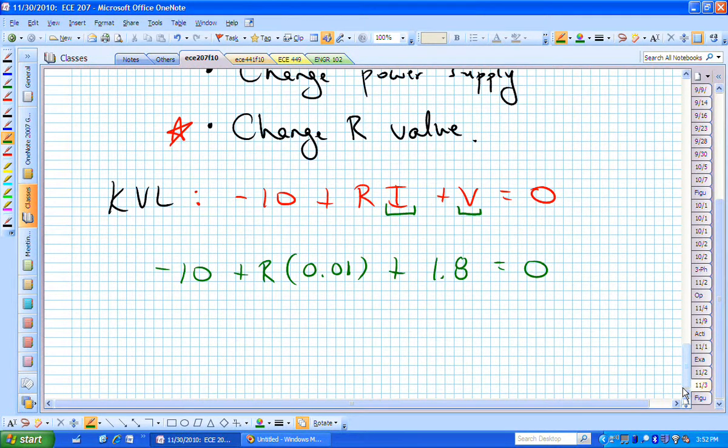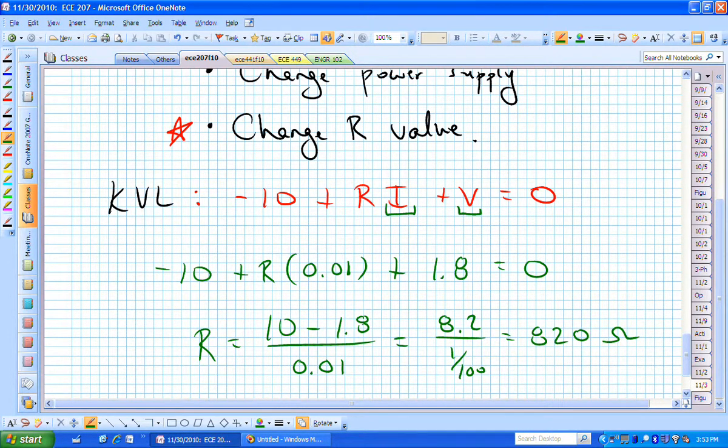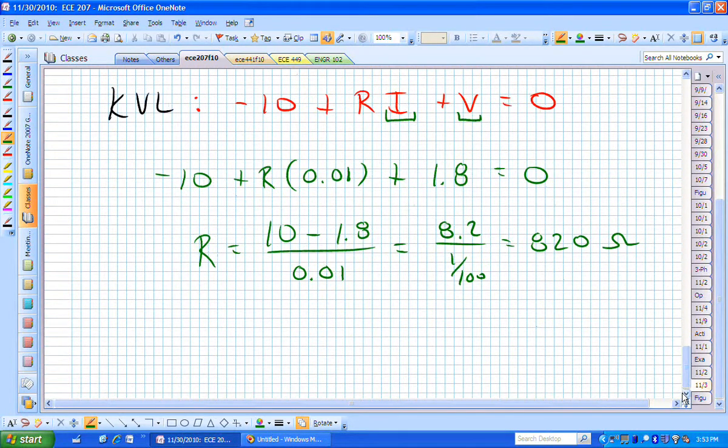It's a different unknown, but now we can solve for that unknown, R. R is now 10 minus 1.8 divided by 0.01, or 100 times 8.2. Or now instead of a 2K ohm resistor, we could use an 820 ohm resistor to make that LED brighter than what it was with the 2K ohm resistor.